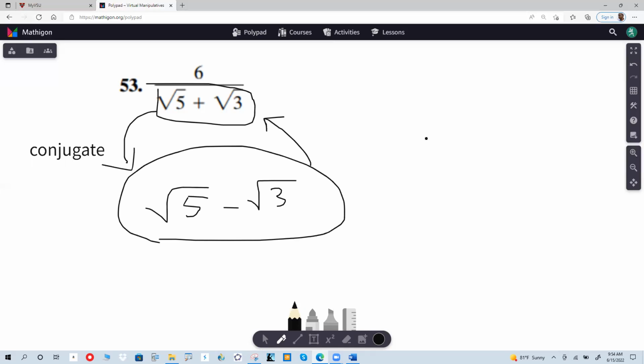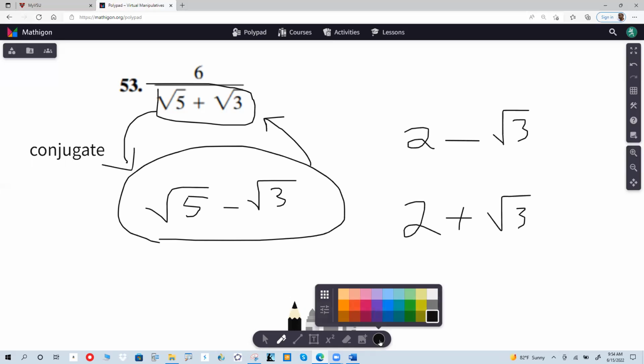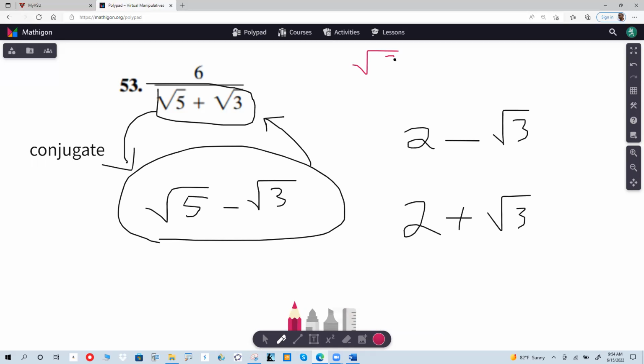So let me give you another conjugate. The conjugate of this doesn't have to have all radicals. The conjugate of this is this. Okay, another one. Let's do this one in red. The conjugate of this is, and why do we care? Well, we're going to find out.